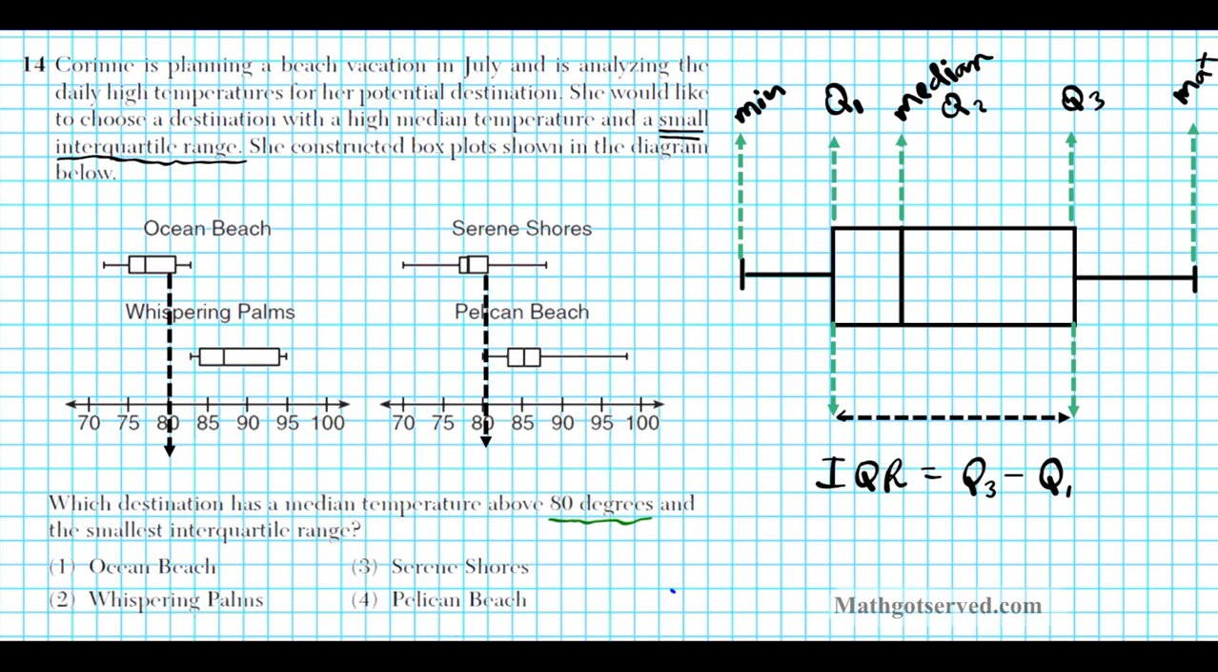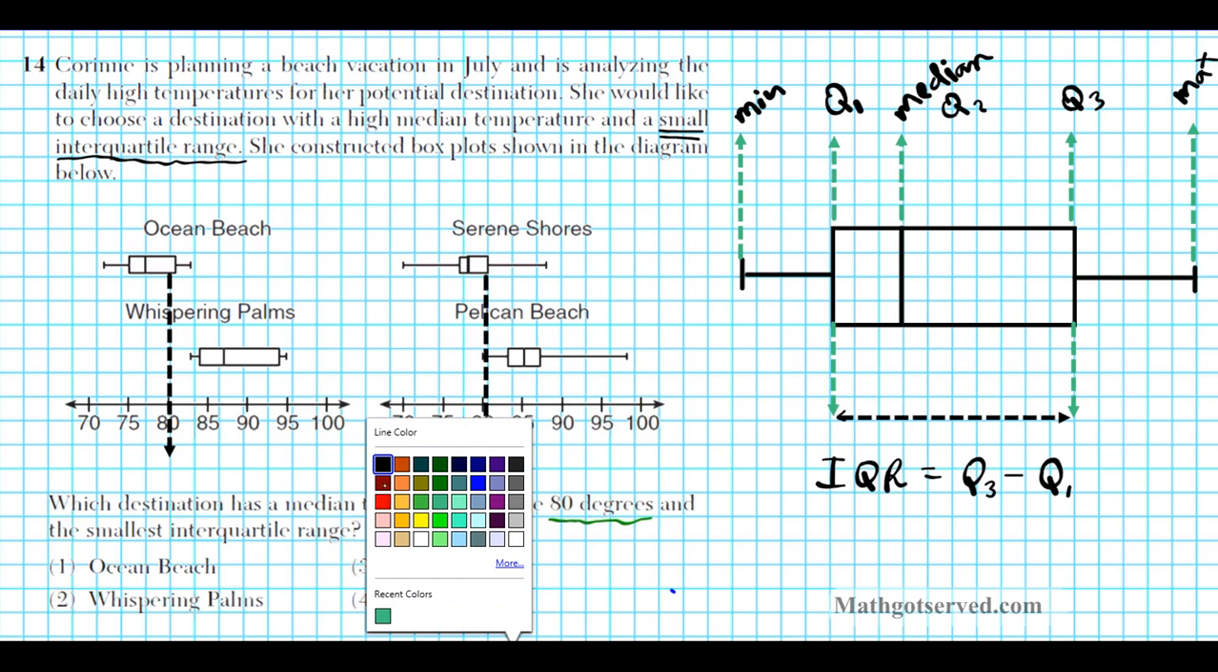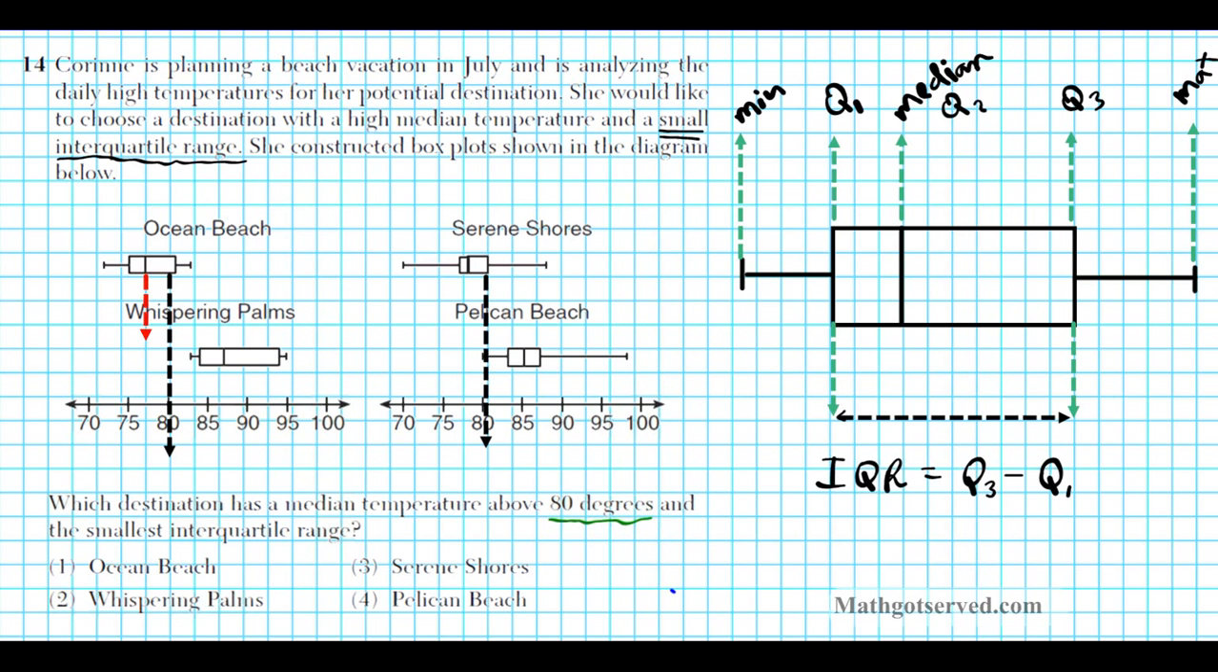Let's change this. The median is located, I'm going to use the red line. So for Ocean Beach, this is the median right here. Okay? 70 something. And then for Serene Shores, the median is right here. So there you can see that the median of these two locations are less than 80, so they're disqualified. Our candidates for consideration, so let's cross out Ocean Beach and Serene Shores. Whispering Palms and Pelican Beach, those are our two candidates because their median temperature is above 80.